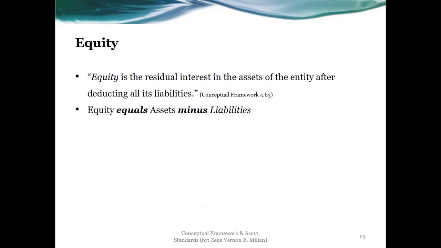Next, equity. Equity is the residual interest. Residual meaning this is what is left after we deduct liabilities from assets. From the word residue, meaning the remainder or the residue or what is left after. Then assets minus liabilities equals equity. So this is based on the basic accounting equation: assets equals liabilities plus equity. So if we just transpose liabilities, assets minus liabilities, we will get the equity.